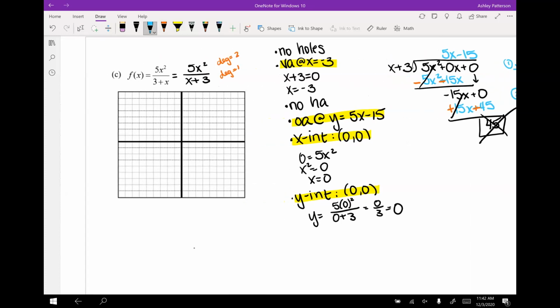Yay! Let's go ahead and sketch in what we have. We have a vertical asymptote at x equals negative 3. Okay. We have an x and a y-intercept at the origin. Oh, man. Okay, we have an oblique asymptote at y equals 5x minus 15. Holy smokes. Okay, so that means that we have a y-intercept of negative 15. This only goes down to 1, 2, 3, 4, 5, 6, 7, 8, 9.